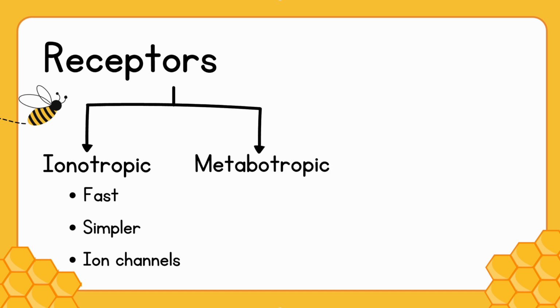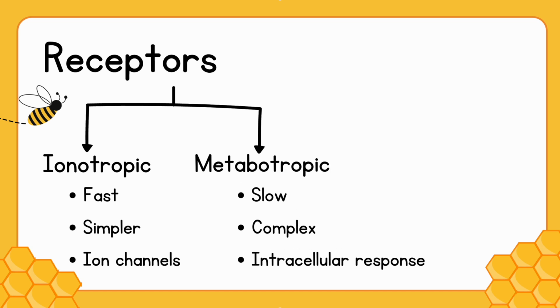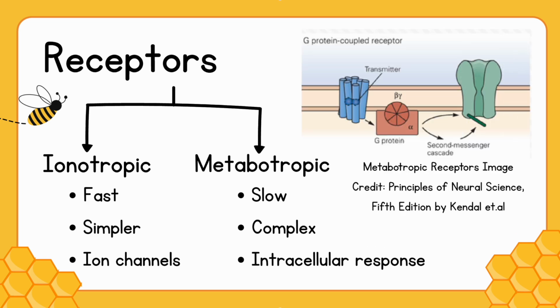And then we have metabotropic receptors, which are kind of the opposite. They're a lot slower, a lot more complex, and they can cause a variety of outcomes within the neuron. So if you want a more complex reaction in a neuron, you would typically activate a metabotropic receptor, and it can elicit an intracellular response. So it's also called a G protein coupled receptor, and it causes a second messenger intracellular cascade to occur, and a more complex kind of reaction.